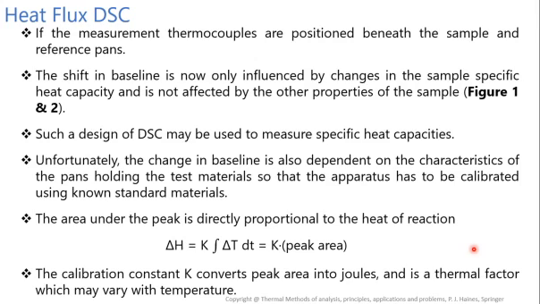The area under the peak is directly proportional to the heat of reaction. So delta H equals K times the integral of delta T dt, which equals K times the peak area. The calibration constant K converts peak area into joules. This is the most important conversion, that is, the particular peak area is directly converted into heat in the form of joules. K is the thermal factor, which may vary with the temperature.